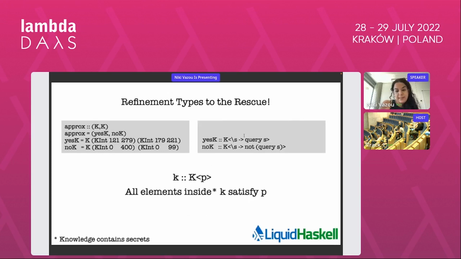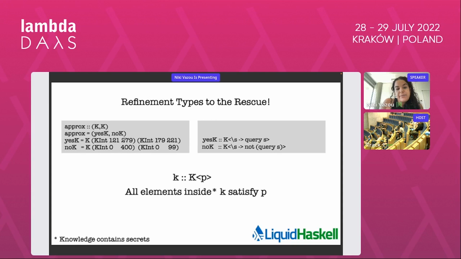So we give this specification with abstract refinement P, and then Liquid Haskell can actually verify that the yes knowledge and the no knowledge are indeed like this, under approximation of the query knowledge. But still the question remains, how do you come up with all these indexes?